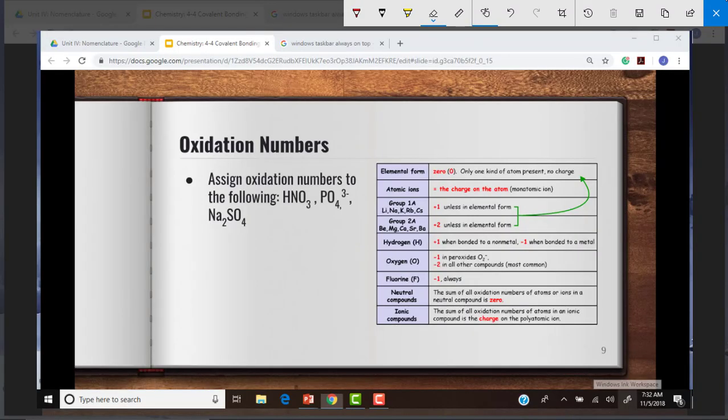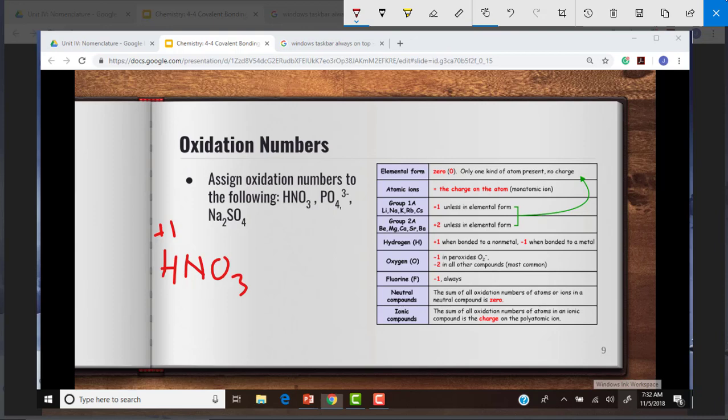Let's take a look at a couple of examples of assigning oxidation numbers. So let's assign the oxidation numbers to the following. We have some nitric acid, we have a phosphate ion, and then we also have sodium sulfate. So let's start with the first one, HNO3. Well, according to our rules here on the right, hydrogen is always a +1. We have one of those.